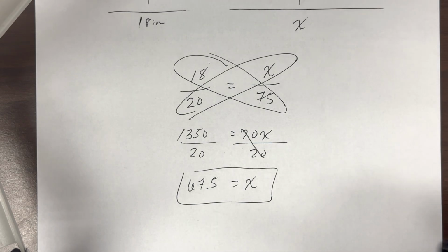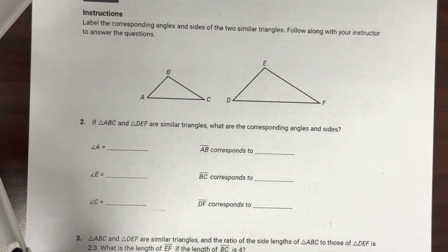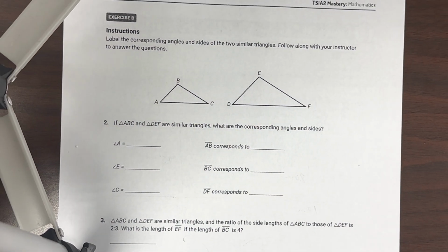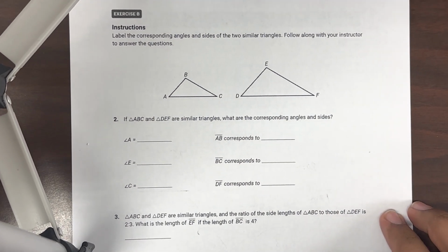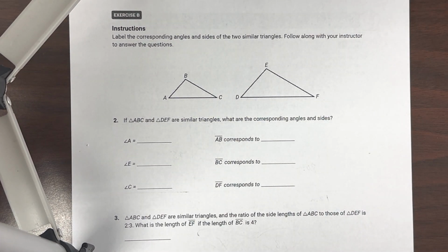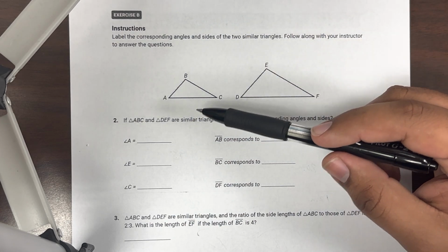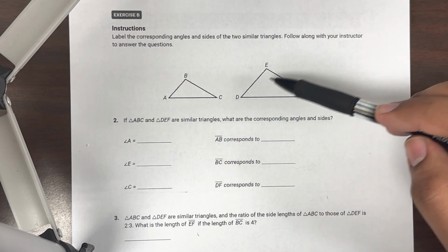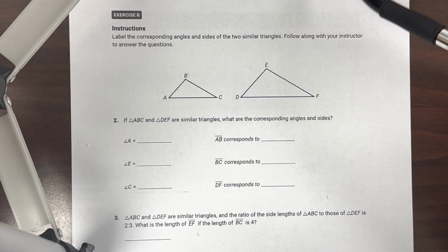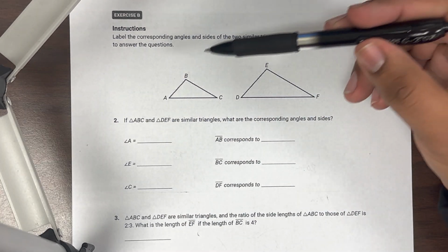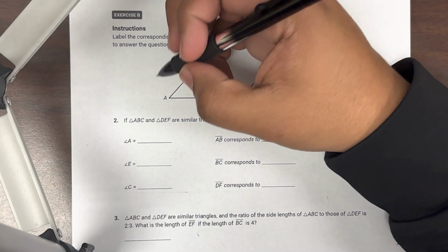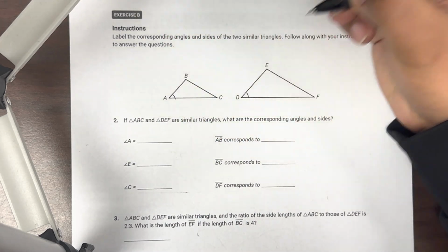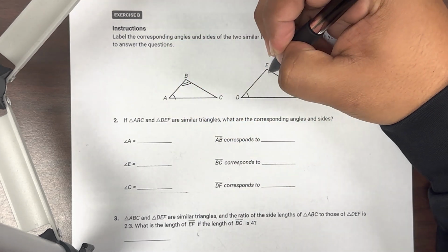Moving on to the next problem, exercise B. Okay, so a couple notes here. This is dealing with a lot of geometry. We're going to label the corresponding sides and angles of the two similar triangles. Follow your instructor, which is me. And here we go. If ABC and DEF are similar triangles, what are the corresponding angles and sides? I'm going to let you know right away these are similar triangles, so let's make them look like it. A is corresponding to D. B is corresponding to E.